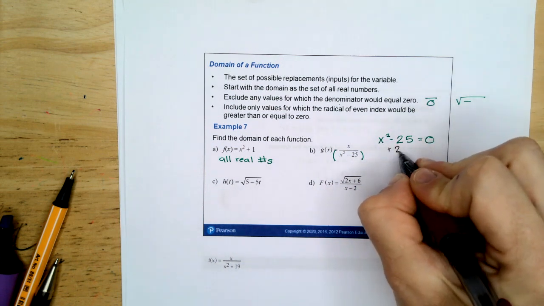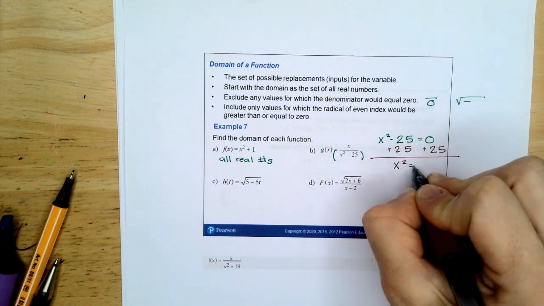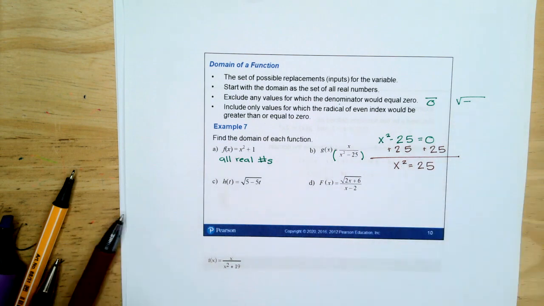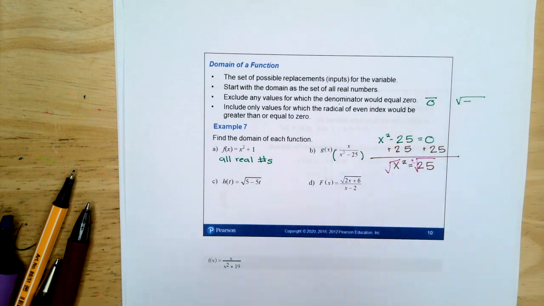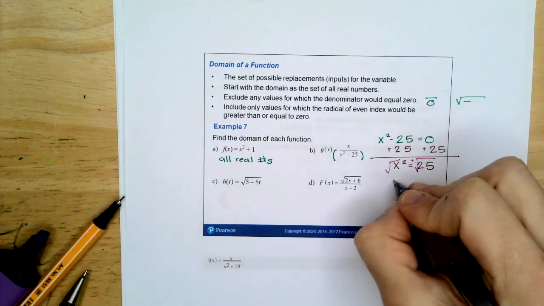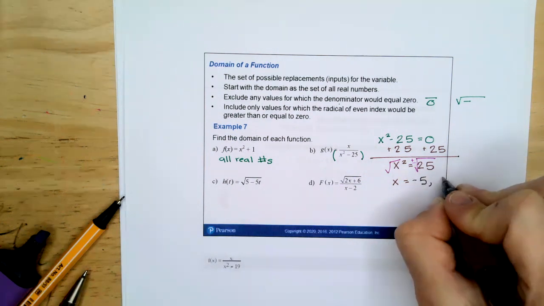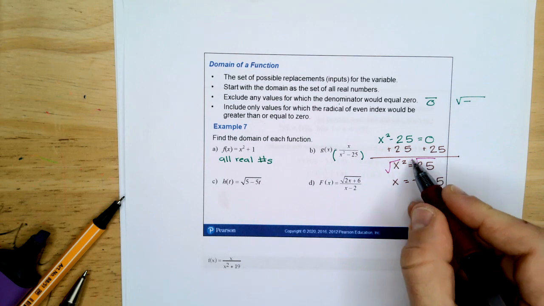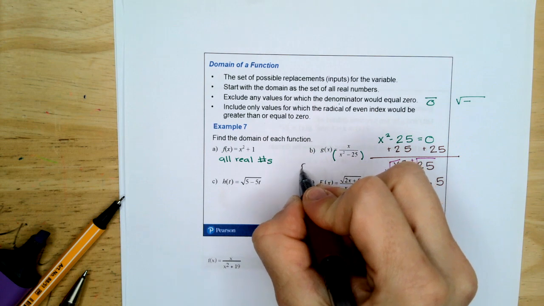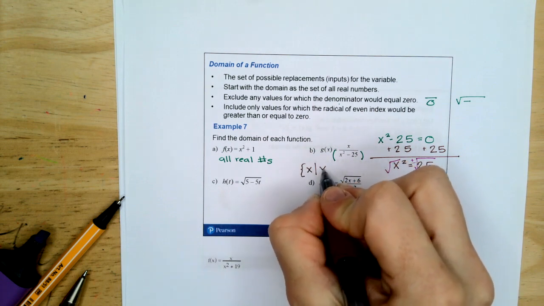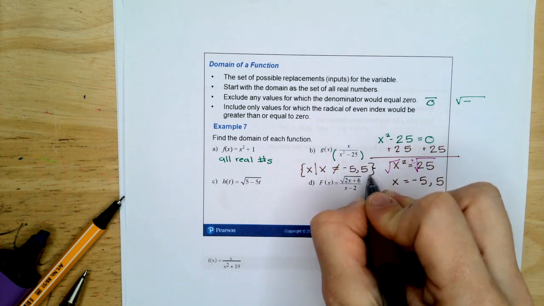So add 25, x squared is 25. When I have to take the square root of x squared, on this side I'm going to say plus or minus, right? So then x is equal to, the square root of 25 is 5, but it's going to be -5 and +5, right? Because the square root of 25 is 5, but we have the plus and the minus because it's the square root. So our domain is x such that x cannot be -5 or 5.